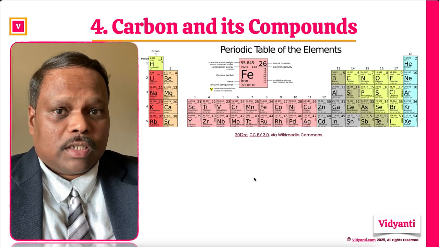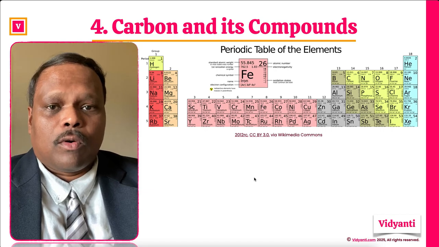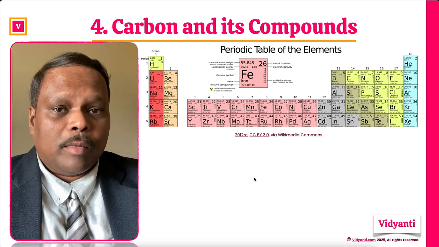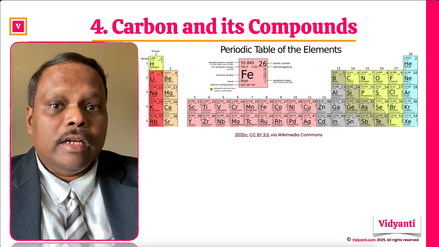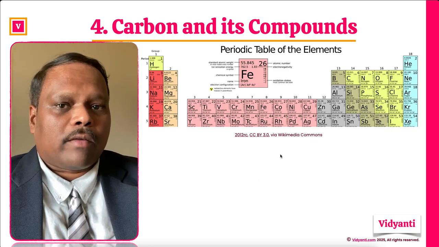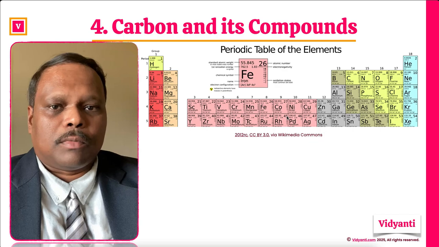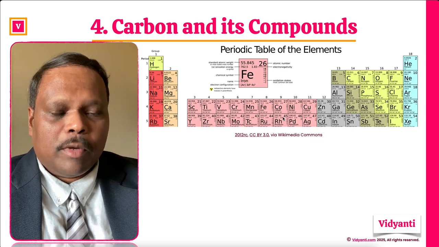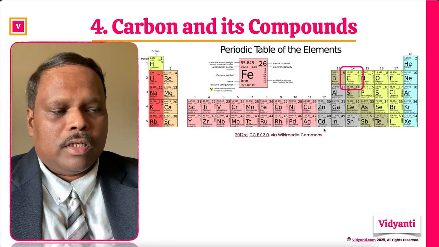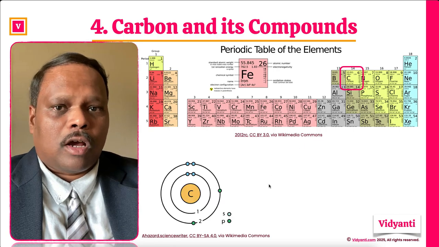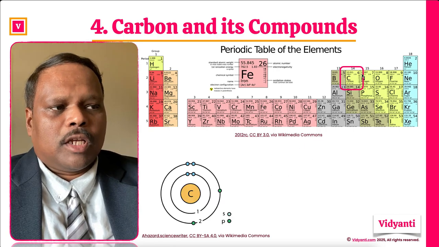First of all, we have to understand the first subtopic 4.1, the versatile nature of carbon. Why is carbon studied in so much detail? The origin goes back to the modern periodic table. If you see the periodic table, the location of carbon is, first of all, what is the electron configuration of carbon? The atomic number of carbon is 6.